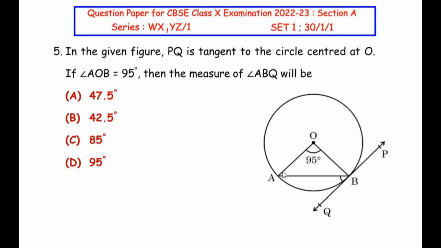So let us consider the triangle AOB first. Now in this triangle, OA and OB are the radius of the circle. So side OA of this triangle is equal to side OB. So this represents an isosceles triangle. So let us consider that the angle A, that is OAB, is angle X, and angle OBA also will be X. Using the angle sum property of a triangle, we can write angle X plus angle X plus angle 95 will be equal to 180 degrees.